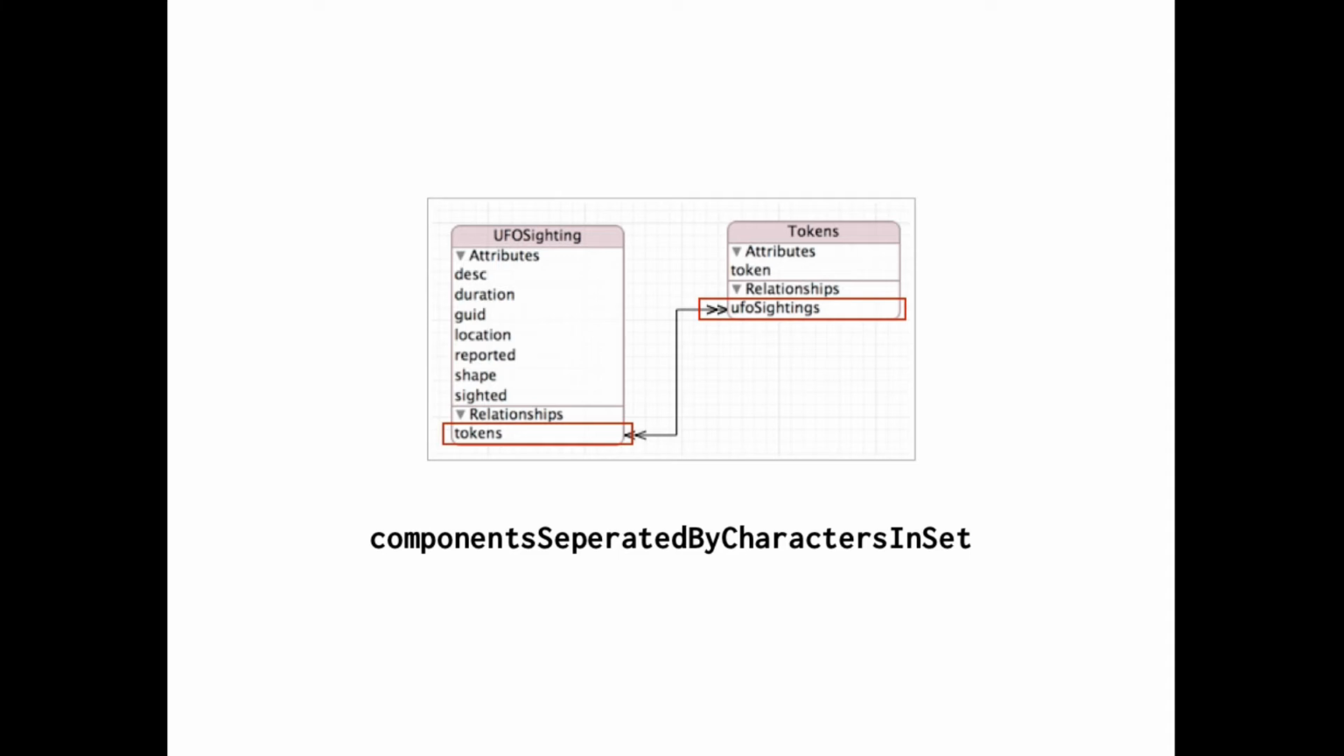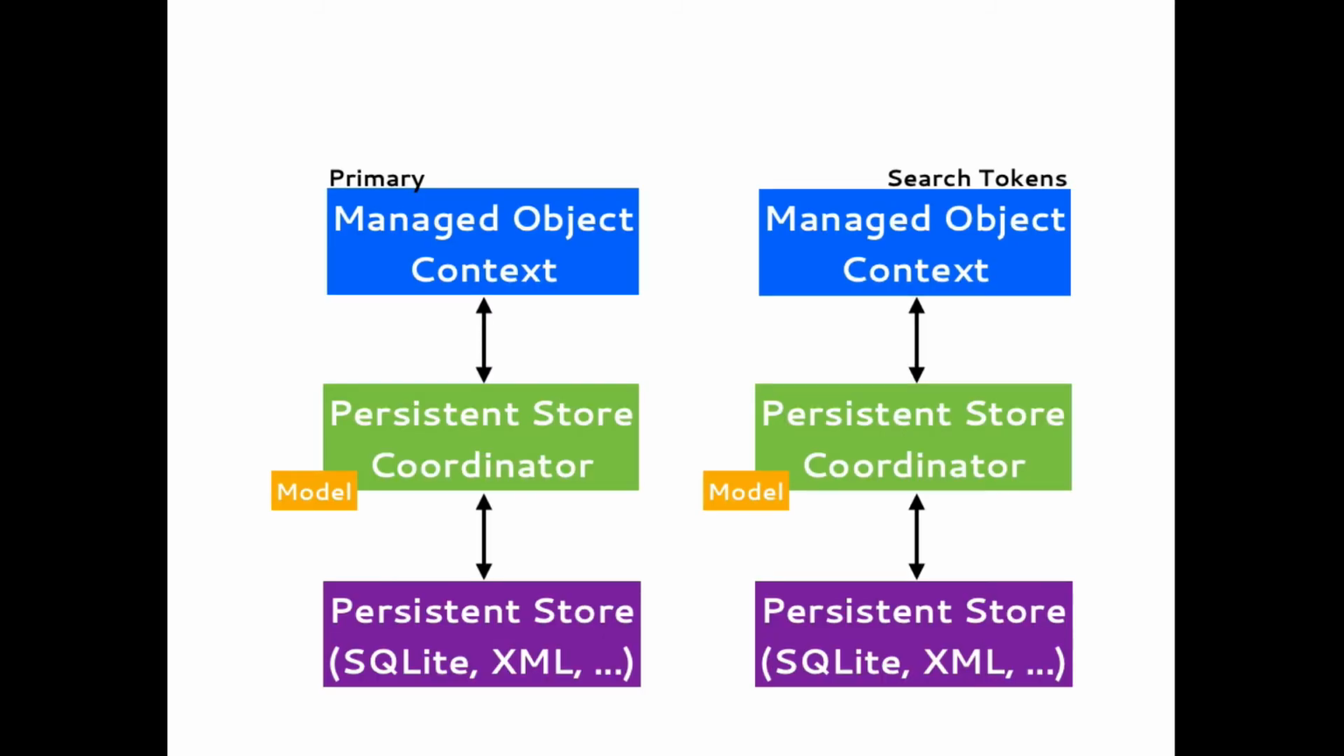But if that still isn't good enough, one thing you can do is use a separate stack. You can have two completely different persistent store coordinators, persistent stores, and managed object contexts. One just for searching tokens, one for everything else. The thing with this is, though, that you can't pass objects between them. You can't pass object IDs. You can do stuff with URI representation, but it's difficult to debug. But if that's what you need, then this is one option.